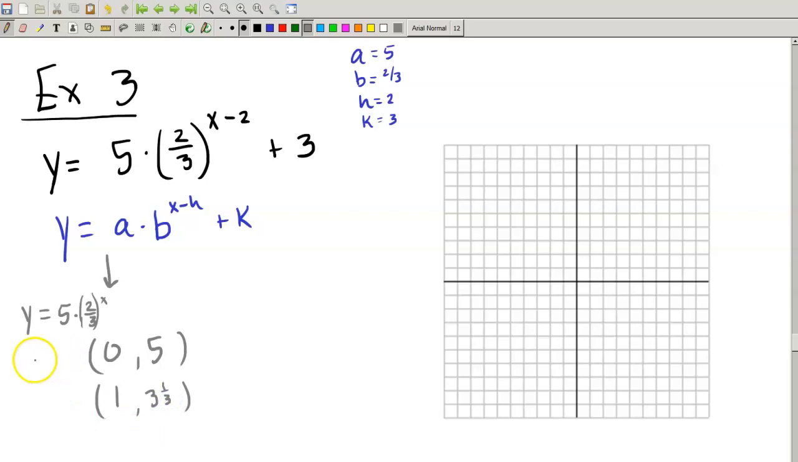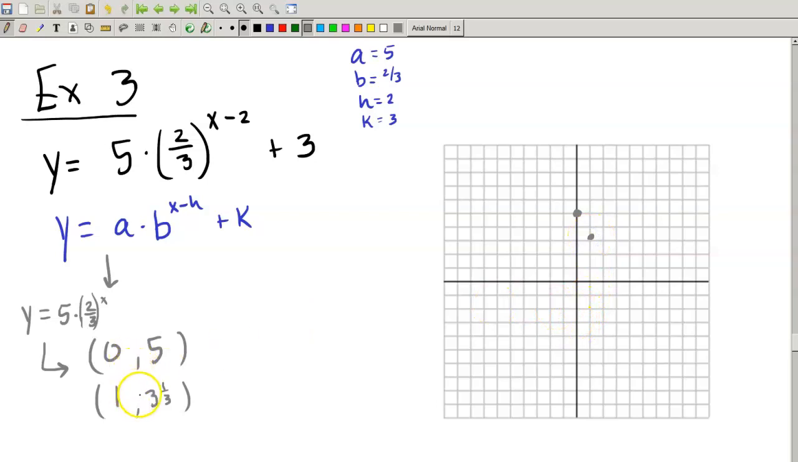Okay, so there are my 2 key points that I'm going to base everything off of, right? So 0 goes to 5. 1, 2, 3, 4, 5 is right up here. And then 1 is 3 1/3. Now some of you might freak out and say, oh, I have a fraction in there. That's totally fine. We're just going to graph it and approximate 3 1/3. So 1, 2, 3 1/3 is about right here.